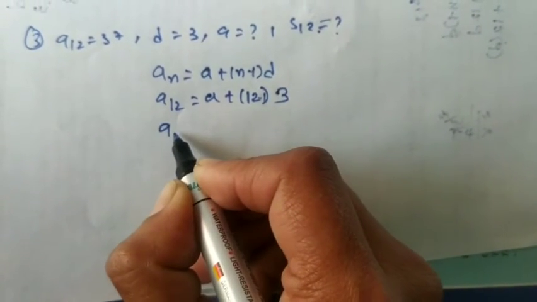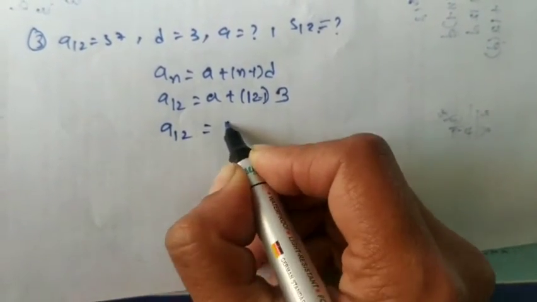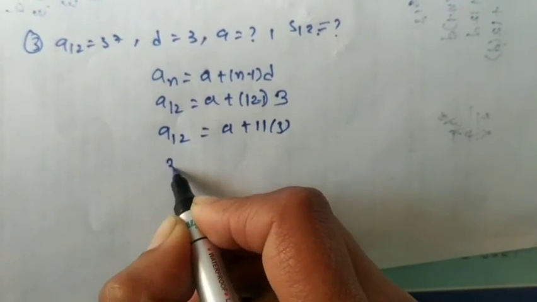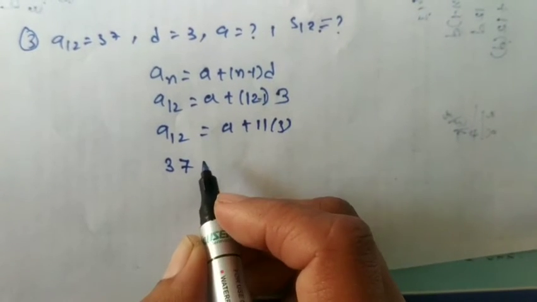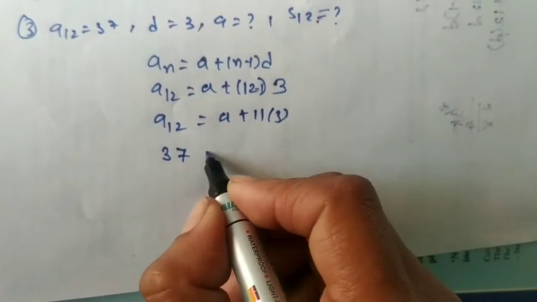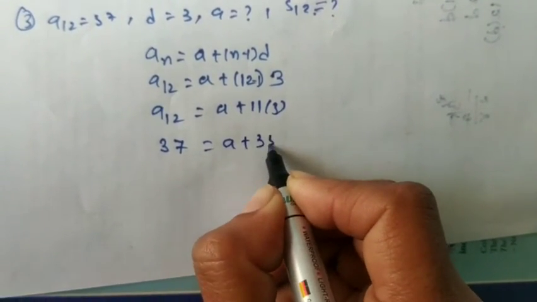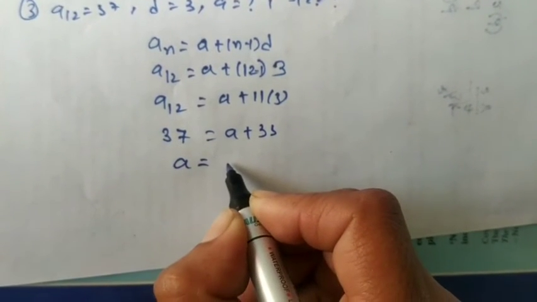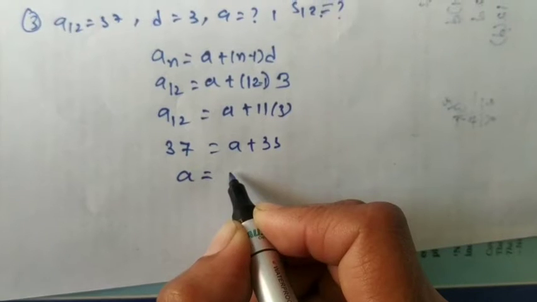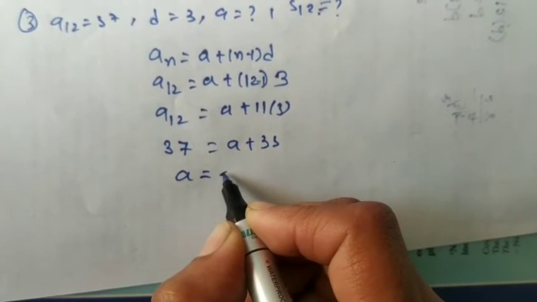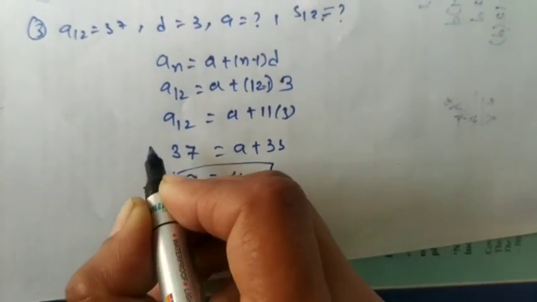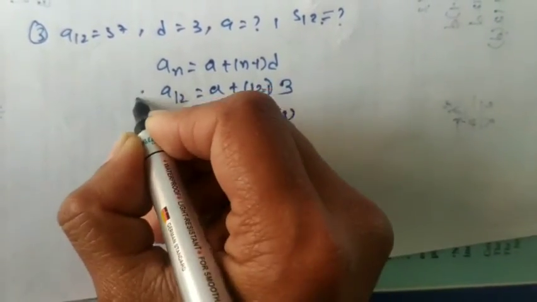So here we will get a12 is equal to a plus 11 into 3. Here I will substitute the value, that is 37, and this is equal to a plus 33. Let us shift this 33 over there, so it will be subtracted. 37 minus 33 we will subtract, so we are getting the answer as 4. So this is our a. We got a. First question we have solved.